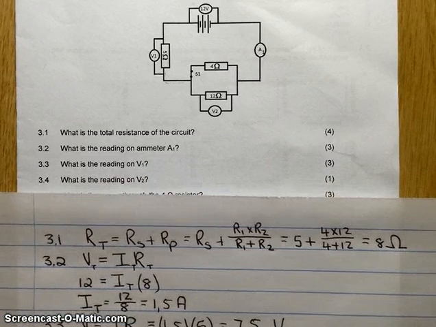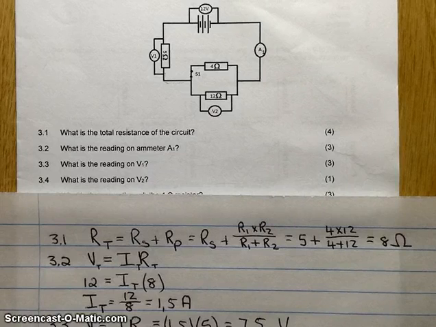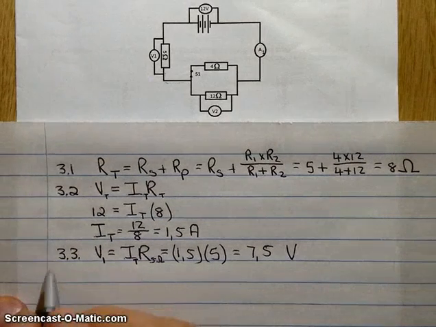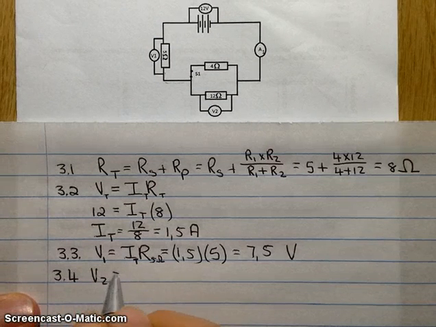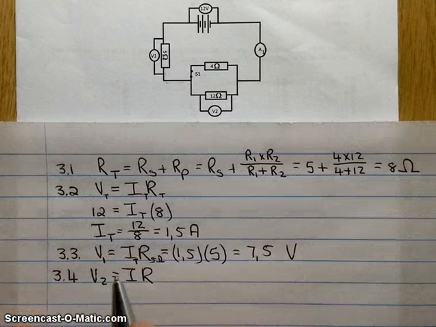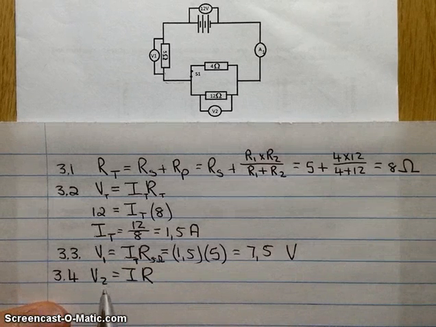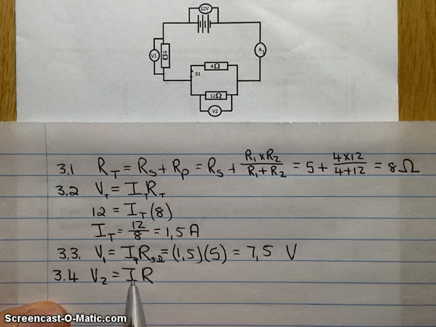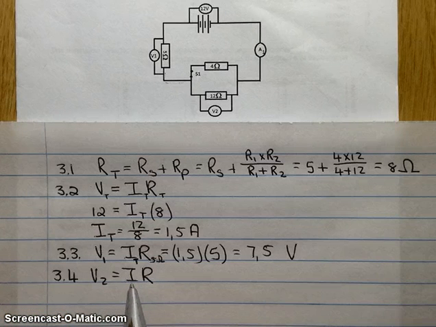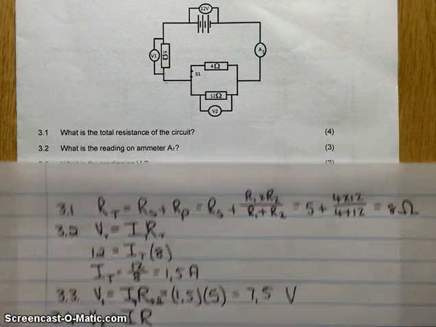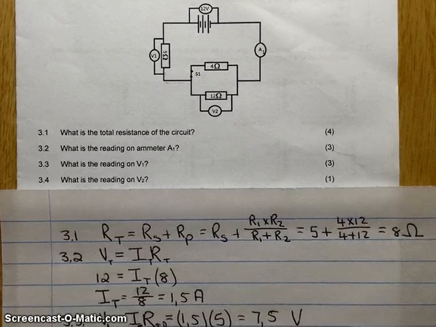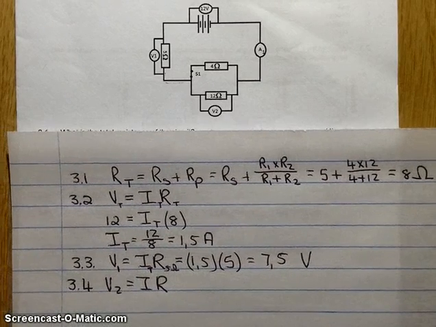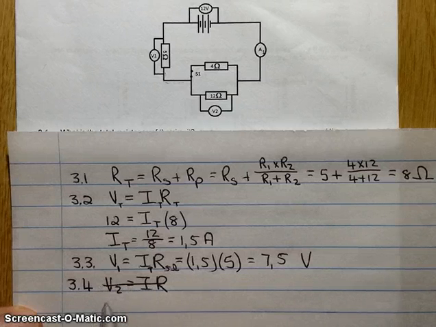The next question, 3.4. What is the reading on V2? Now, V2 equals IR. Will that work? That's always a question that you can ask. Now, do we have the current through the 4 ohm resistor? No, we don't. So we need to calculate the voltage by using another method, because V equals IR is not going to work. So therefore we must think of current or voltage dividers.